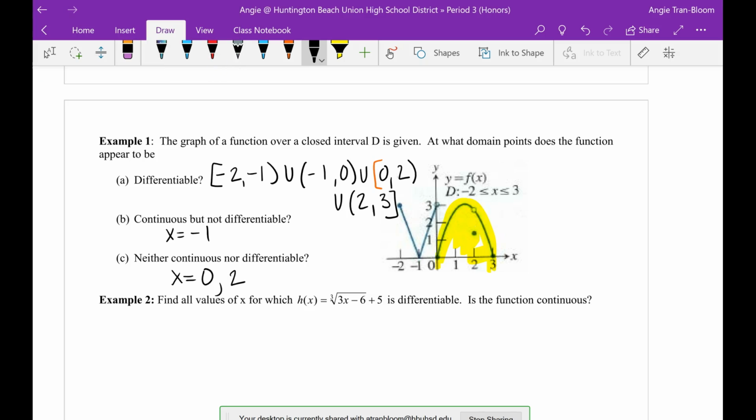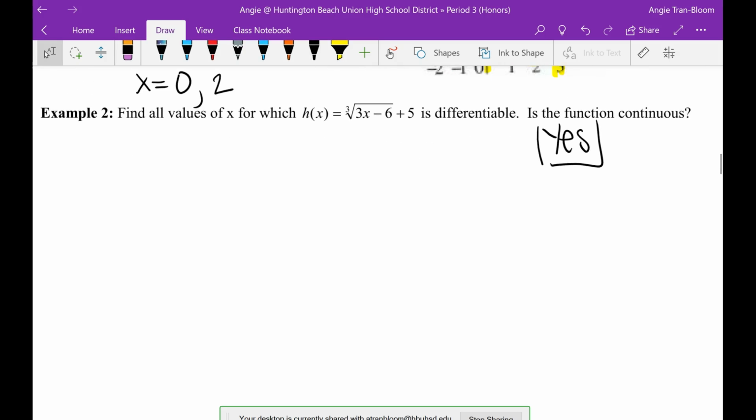Let's do example 2. Find all values of x for which the function h of x equals the third root of 3x minus 6, plus 5, is differentiable. Is this function continuous? Which one's easier to answer first, differentiability or continuity? Okay, is this function continuous? Yeah, sure. Okay, sounds good. Yes. When is it differentiable? Everywhere, because it's continuous? No, that's not true, right? Okay, not true.